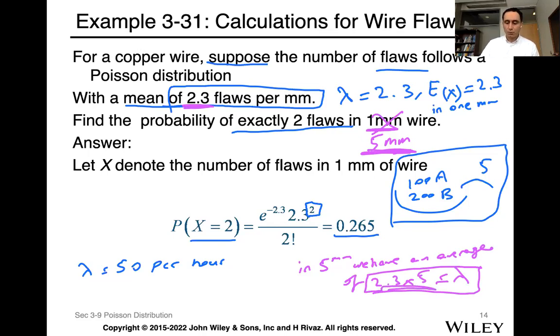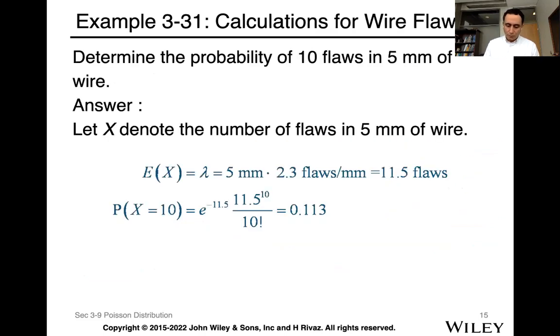So let's look at the question again. I want to have 10 flaws, but in 5 millimeter. And as I just said, the first thing we have to do is recompute the expected value, the average number. In this case, it will be 5 times 2.3, which is 11.5 flaws per 5 millimeter. And the rest is easy. We plug in x equal to 10, which is the number of flaws I'm interested in.